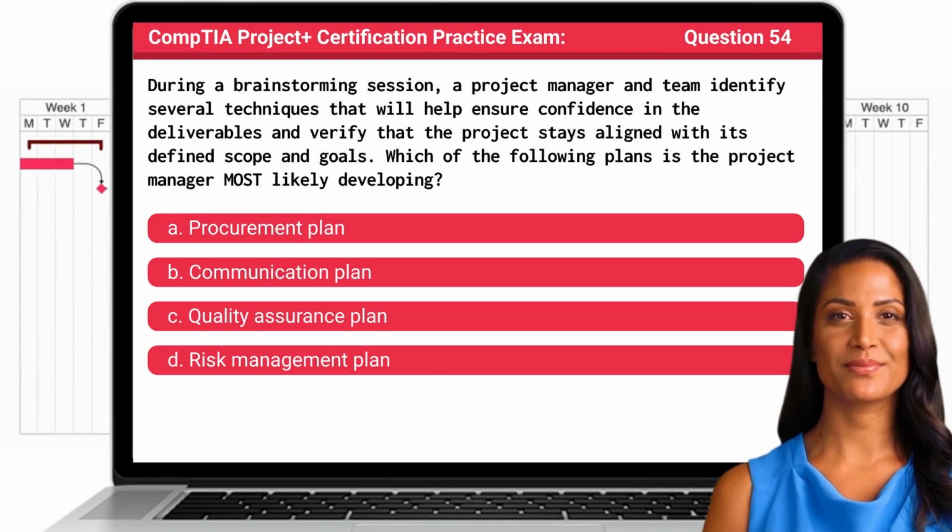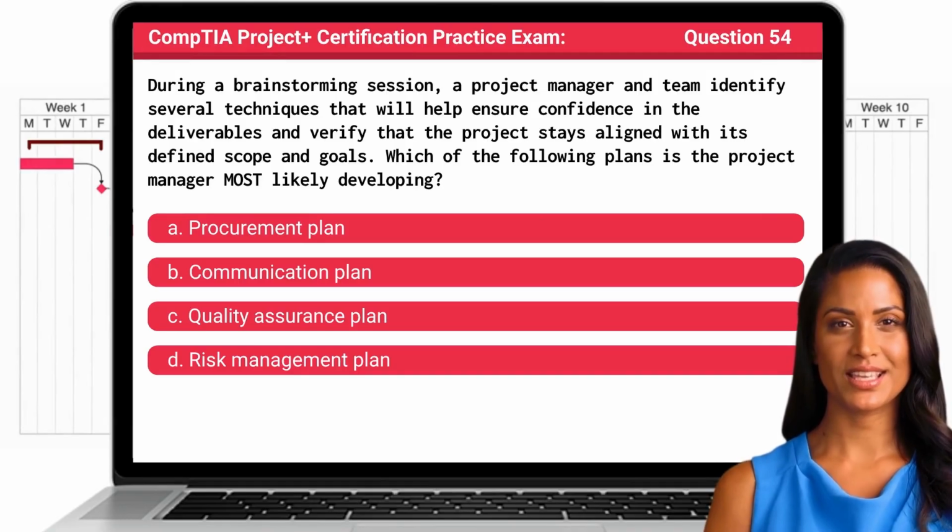Question 54. During a brainstorming session, a project manager and team identify several techniques that will help ensure confidence in the deliverables and verify that the project stays aligned with its defined scope and goals. Which of the following plans is the project manager most likely developing?